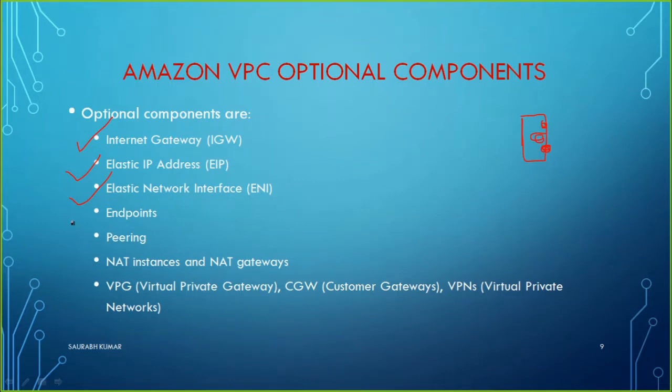Next, it is going to give you an endpoint option and a peering option. It also allows you to have NAT instances and NAT gateway, network address translation instance, or you can have a NAT gateway. And then we have other things like VGW, virtual private gateway, CGW, customer gateway, and VPN, virtual private network. So these are some of the optional components we have on Amazon VPC. In case you need them, you can use them. If you don't need them, you can leave them aside. You don't have to configure them. It is just optional.